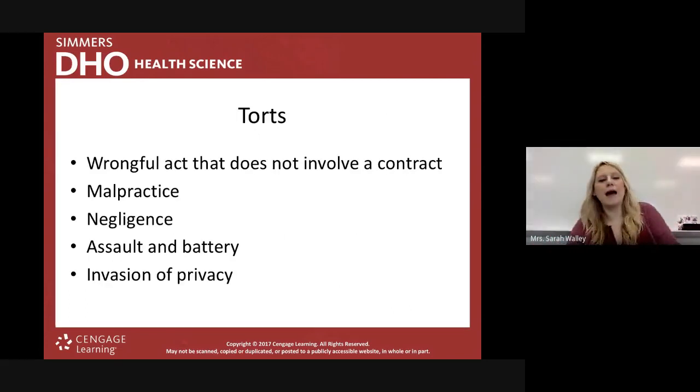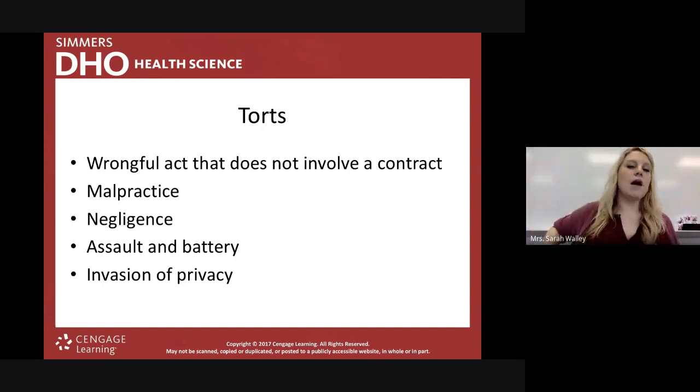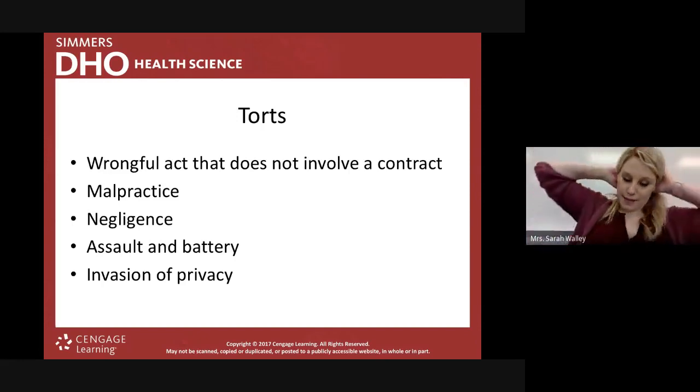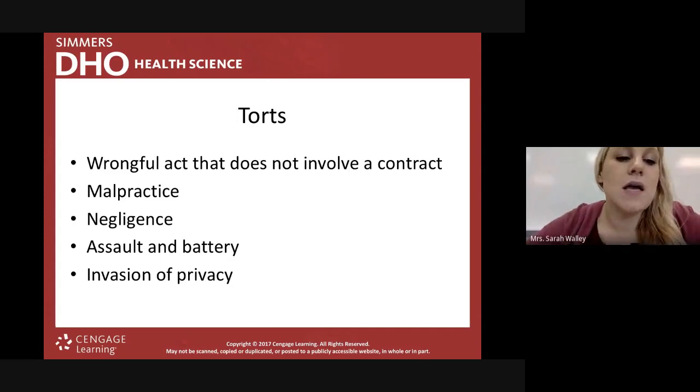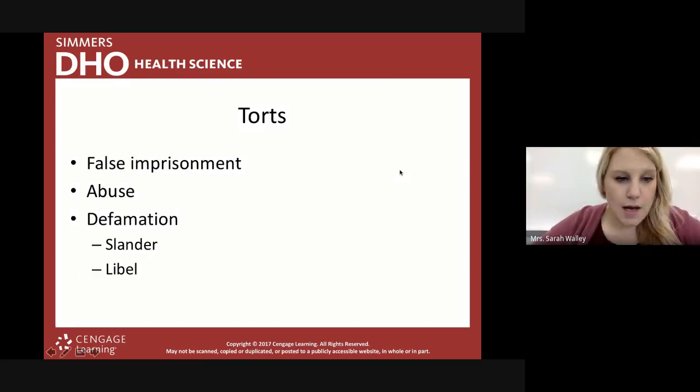Torts are a wrongful act that does not involve a contract. And then here's just some examples, and these are key terms in the book: malpractice, negligence, assault and battery, invasion of privacy. And you can look all of those up. You'll be doing key terms in this chapter. Here's some more: false imprisonment, abuse, defamation.